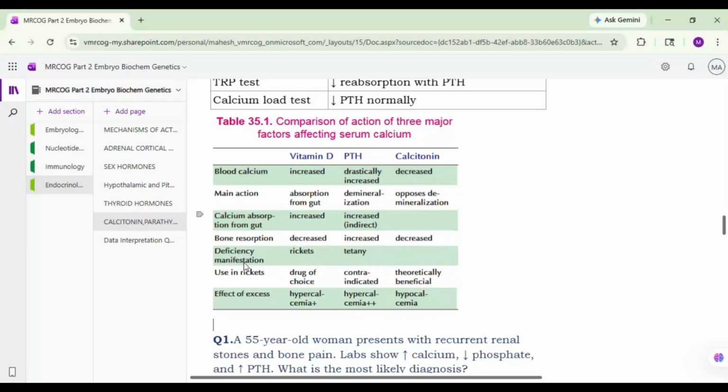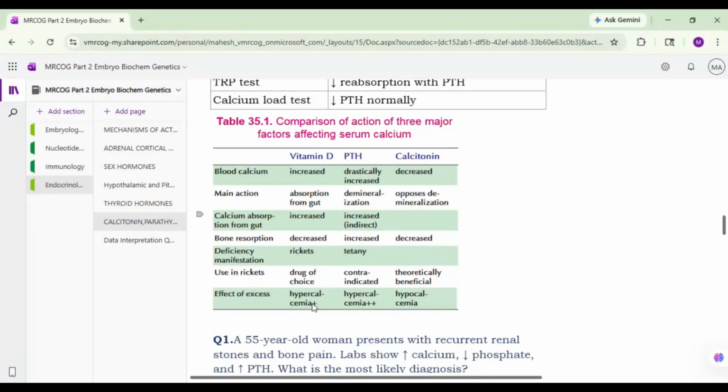Then deficiency manifestation will be rickets if there is a vitamin D deficiency, while parathyroid deficiency will manifest as tetany. Then use in rickets, vitamin D is the drug of choice, while parathyroid is contraindicated. Calcitonin is theoretically beneficial in rickets, but the main drug of choice will be vitamin D.